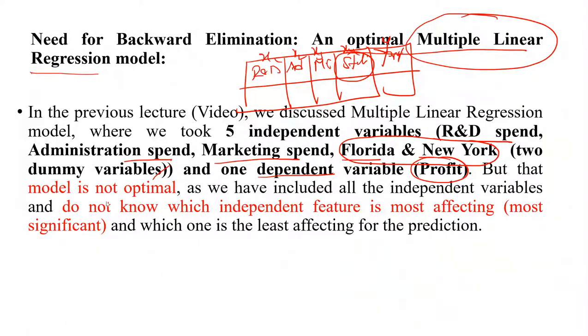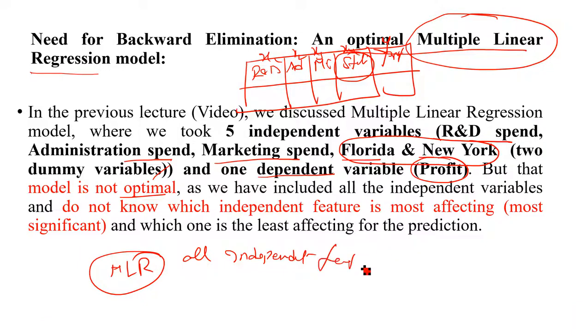We already built a model, the multiple linear regression model, in the previous video. That model is not optimal. Why? Because in this model we are using all the independent features. Among all the independent features, we don't know which feature is most significant.